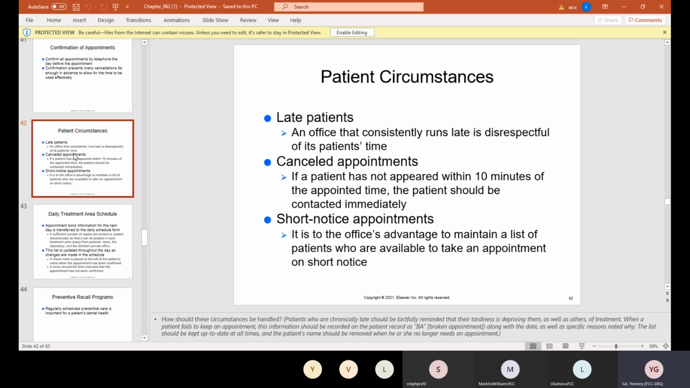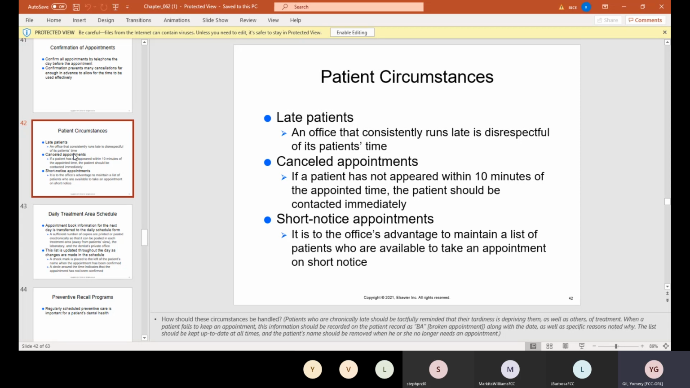And then you tell them, they say, oh, I want to come in next week. And you say, we don't have anything available for fillings next week. Our next appointment is 2 weeks out. And they say, fine, give me the appointment for 2 weeks. But if you have any cancellation, call me and I can be here in 30 minutes. That's what a short notice appointment is.